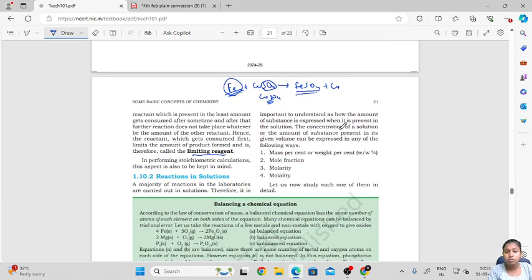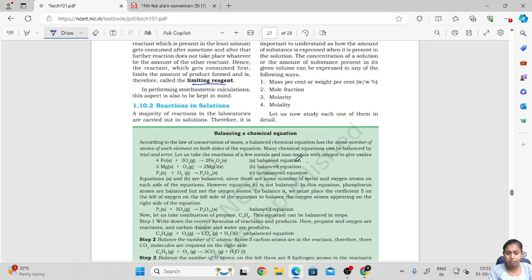The concentration of a solution or the amount of substance present in its given volume can be expressed in any of the following ways, that is mass percent or weight percent, mole fraction, molarity and molality. So let us now see each one of them in detail.